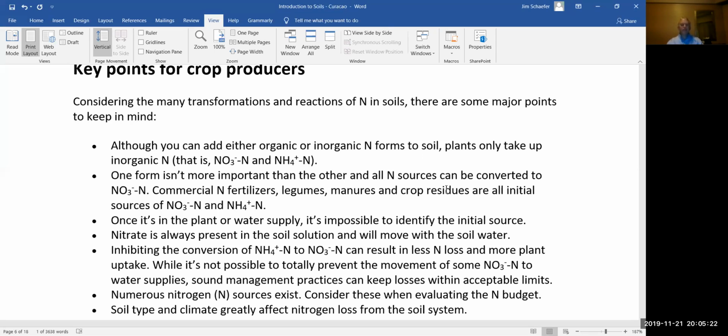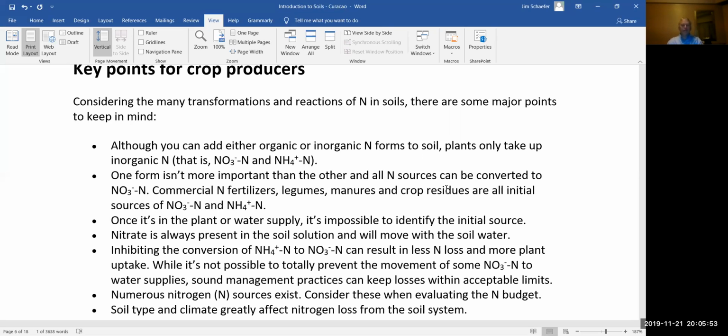All right. So here are a few bullet points for crop producers. First one: although you can add either organic or inorganic forms of nitrogen to the soil, plants only take up the inorganic form of nitrogen, that is, as nitrate and ammonia.